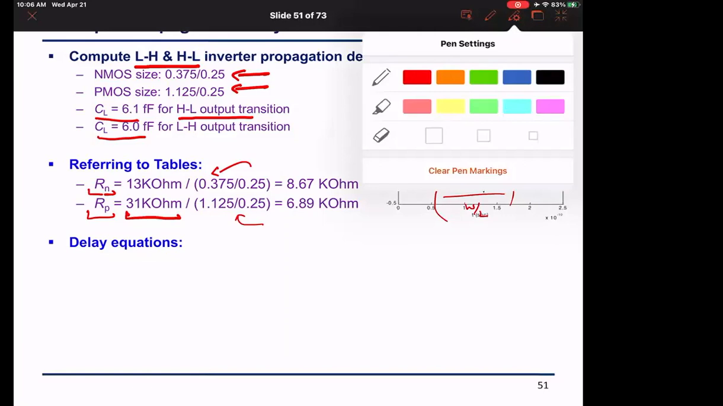When we are sizing the inverter, assuming that C self is 3 femtofarads. Sorry, I lost the connection, but bear with me 1 minute.